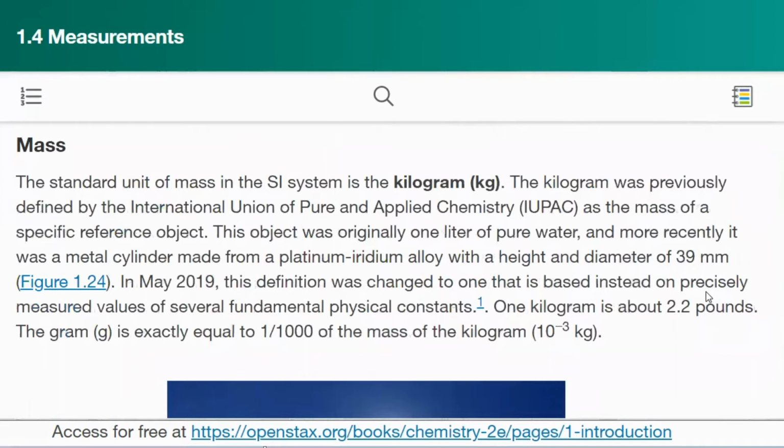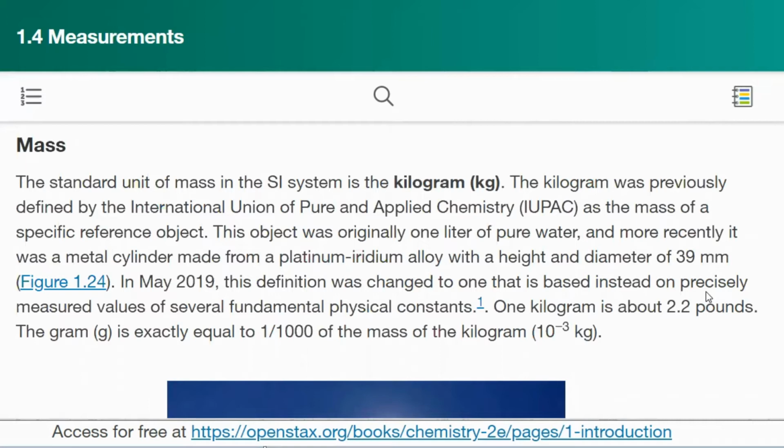Mass. The standard unit of mass in the SI system is the kilogram. The kilogram was previously defined by the International Union of Pure and Applied Chemistry, IUPAC, as the mass of a specific reference object. This object was originally 1 liter of pure water, and more recently it was a metal cylinder made from a platinum iridium alloy with a height and diameter of 39 millimeters, figure 1.24, which we'll take a look at. In May 2019, this definition was changed to one based instead on precisely measured values of several fundamental physical constants.